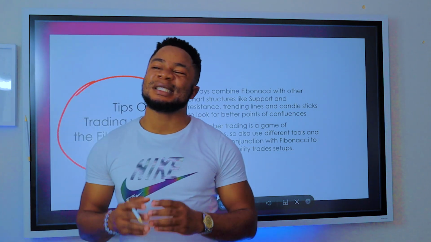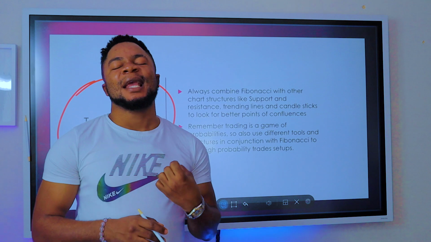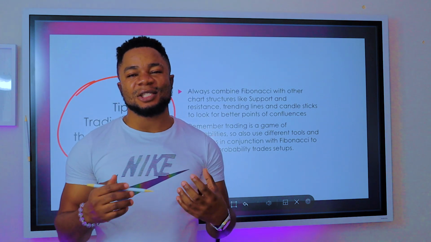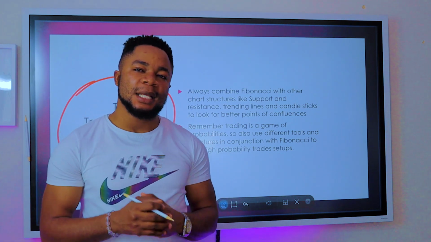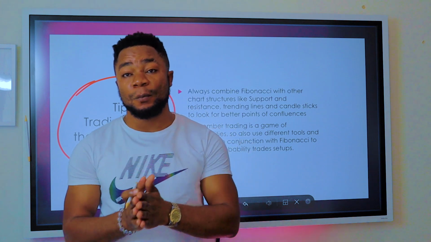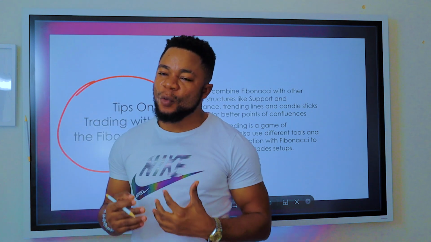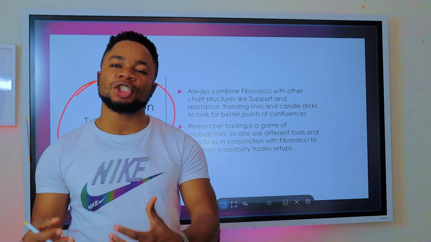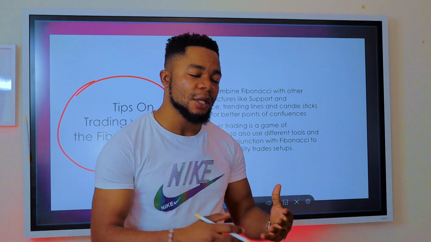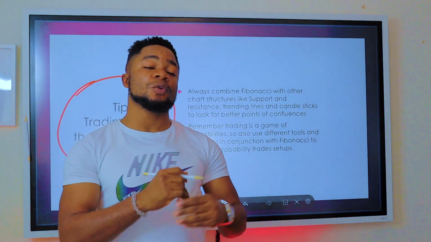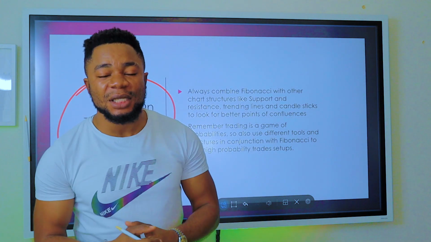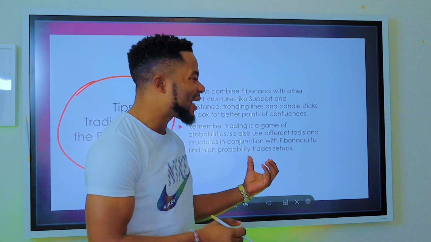The best tip I can give you is that even the Fibonacci itself is not foolproof. So if you are using the Fibonacci, always use it in conjunction with other structures. You can use the Fibonacci tool in conjunction with support and resistance, and with candlestick patterns.